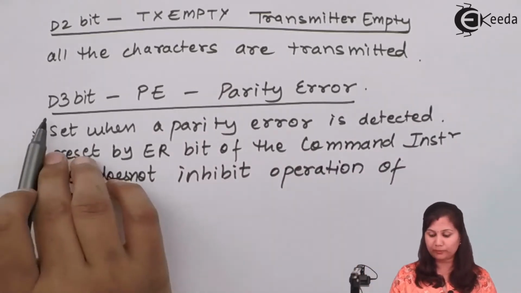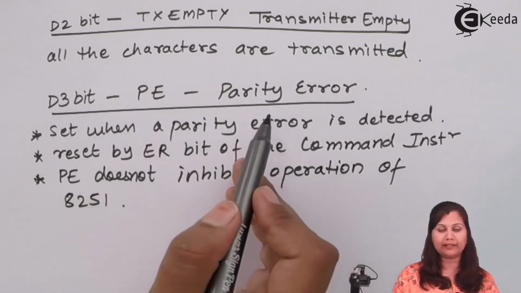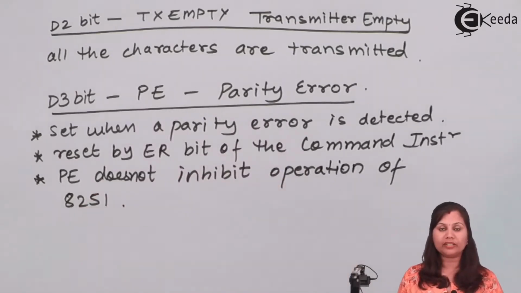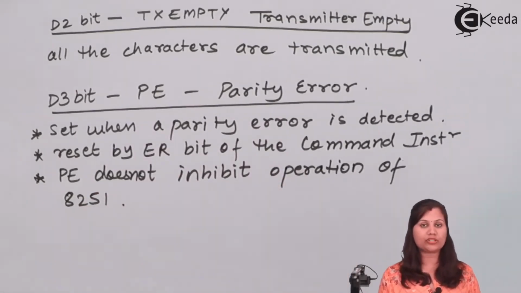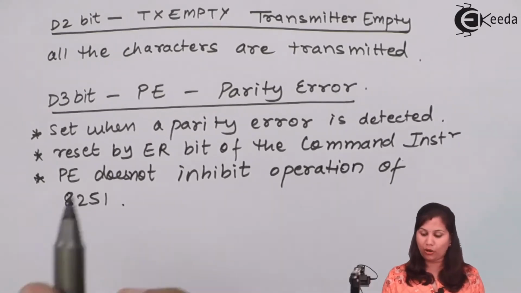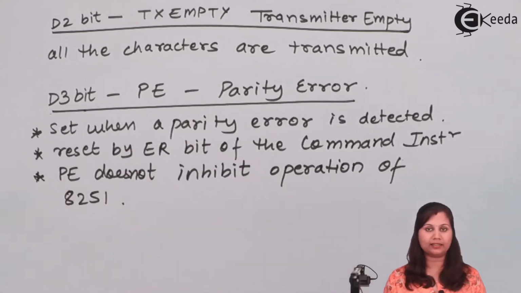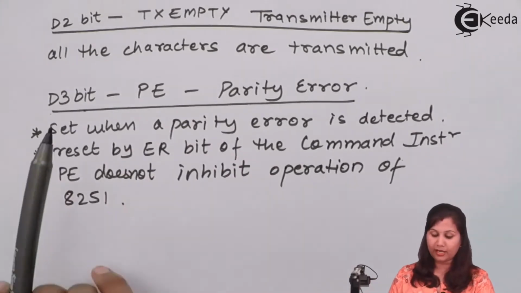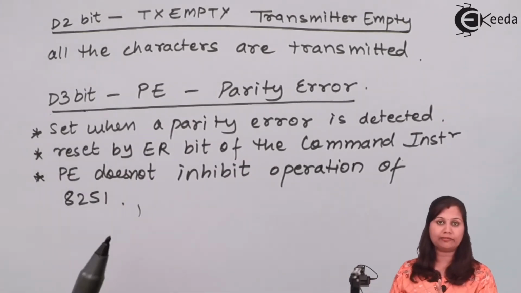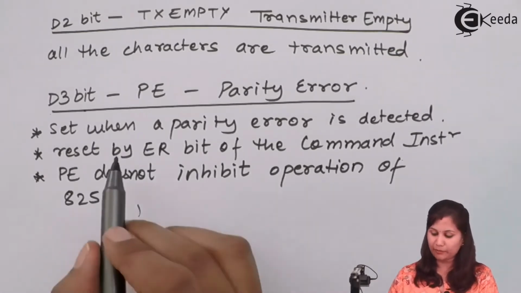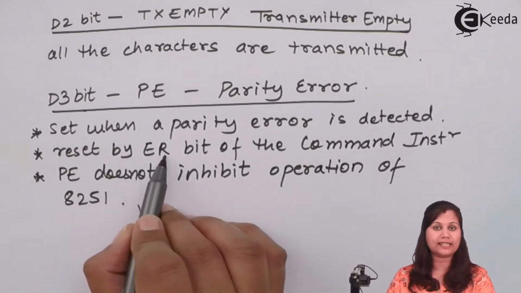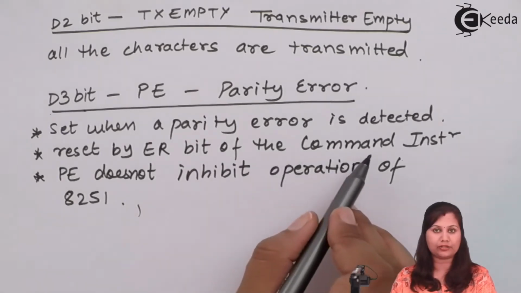So this D3 bit is defined for the parity error. Whenever a parity error occurs, it is going to set the parity flag, or this D3 bit. It will be set whenever a parity error is detected. Now this parity flag can be reset by using the ER, that is the error bit, of the command instruction.